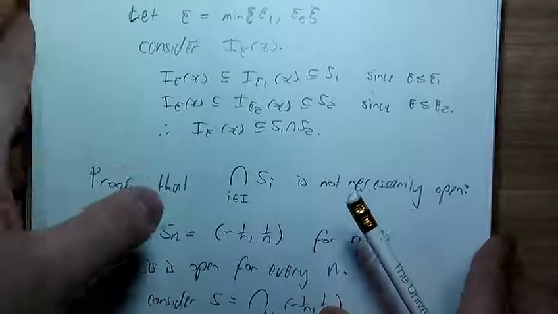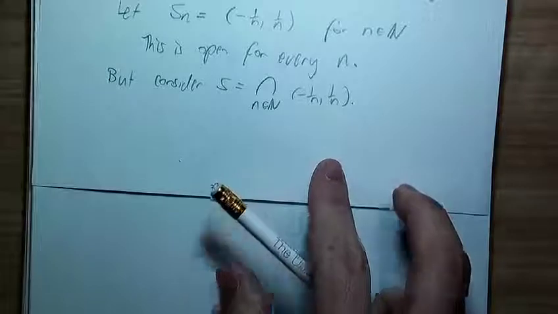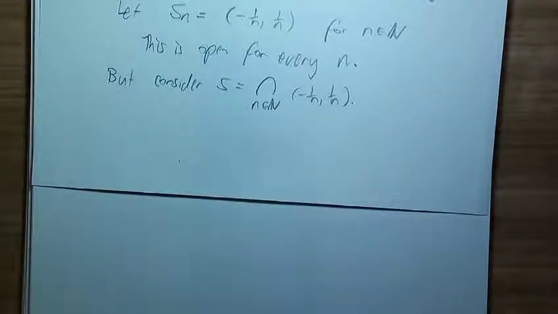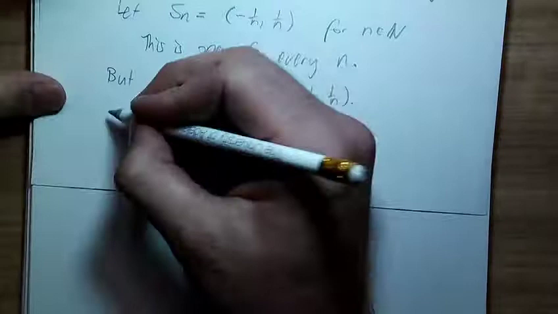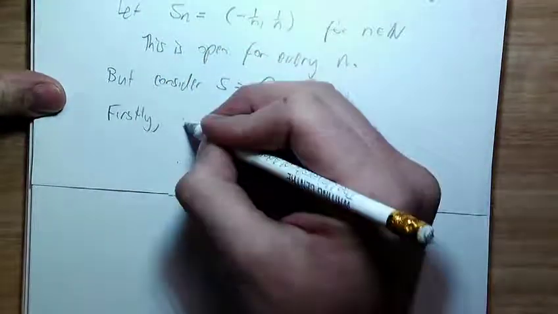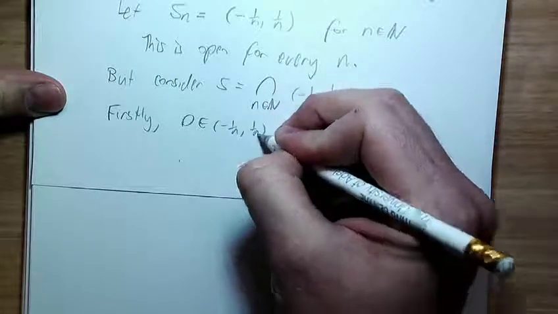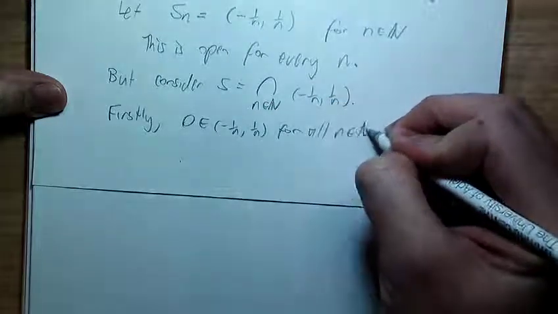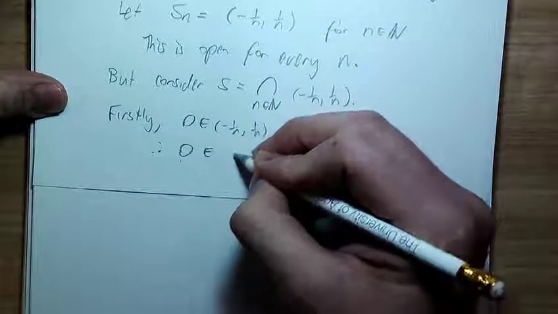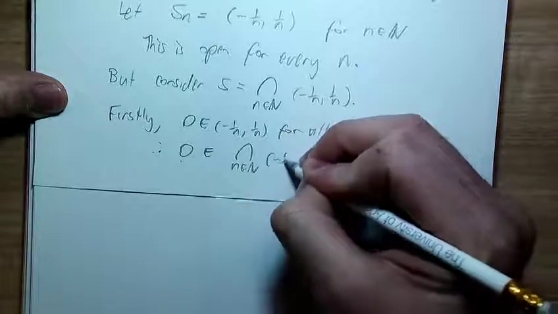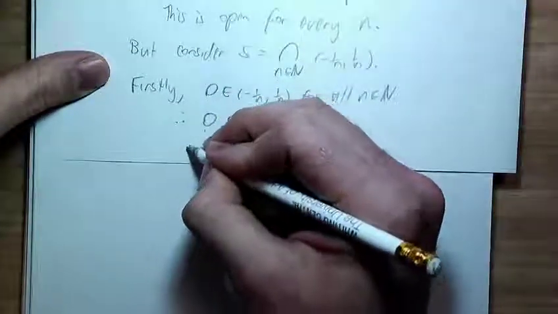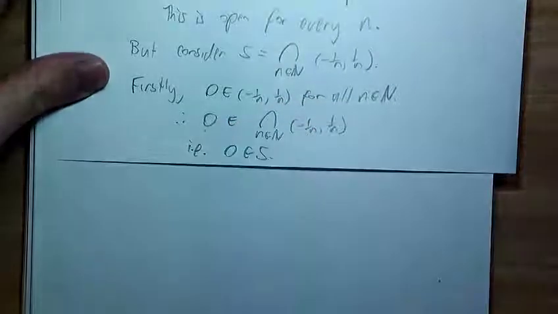So if I could show that that set was just a single point, then it wouldn't be open. Well, how do I do that? I mean, 0 is in every one of those sets, and so 0 has to be in the intersection because it's in all the sets. So at least we can tell that the point 0 is in that set. So first, 0 is in minus 1 on n to 1 on n for all n in N. Therefore 0 is in the intersection of all of them. That is, 0 is in the set S. Okay, so it has 0 in it.